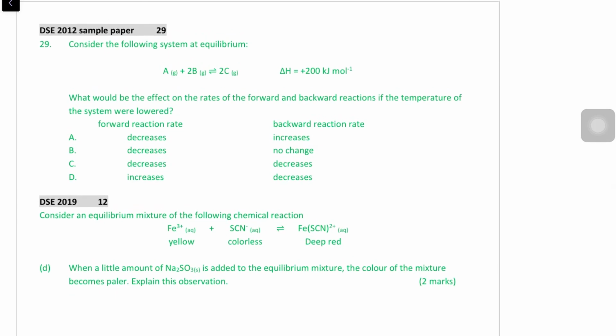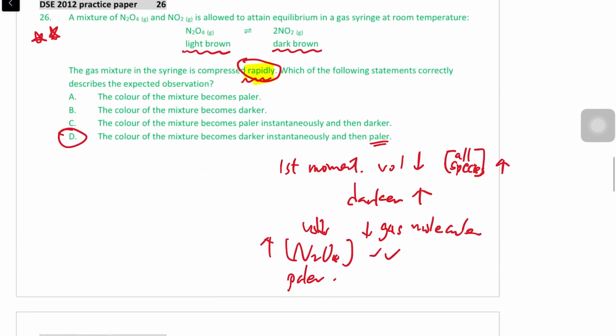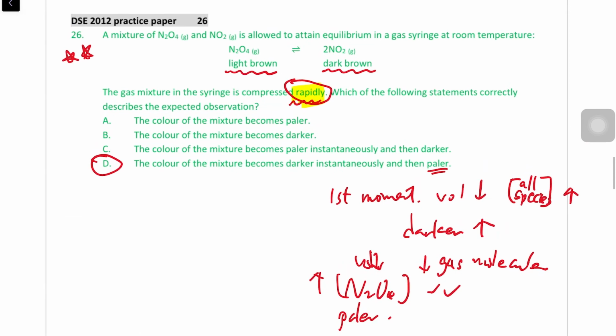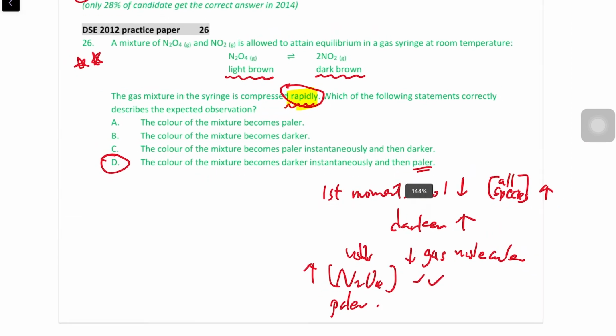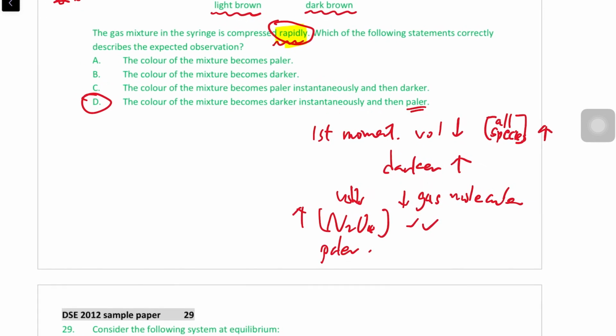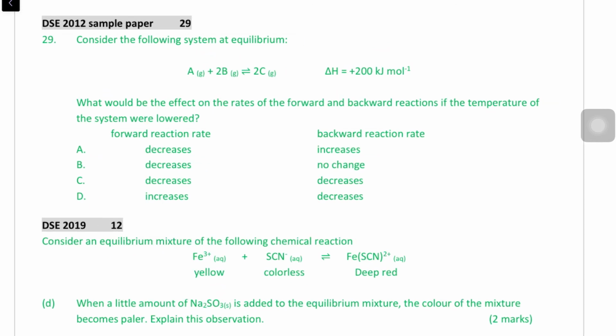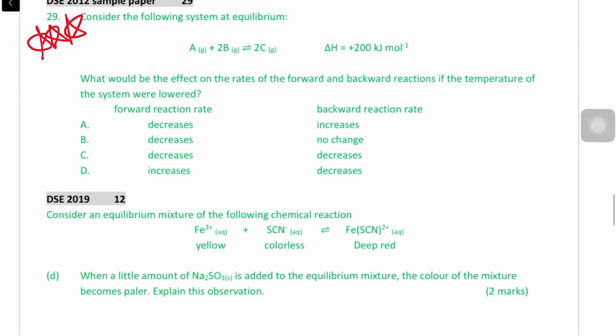Okay, this is the final question. I think this question is a bit tricky because of the keyword rapidly. And from the public exam results, this did not perform well in 2012. Okay, this is 29. Again, this is one of the very difficult questions, so please pay attention.